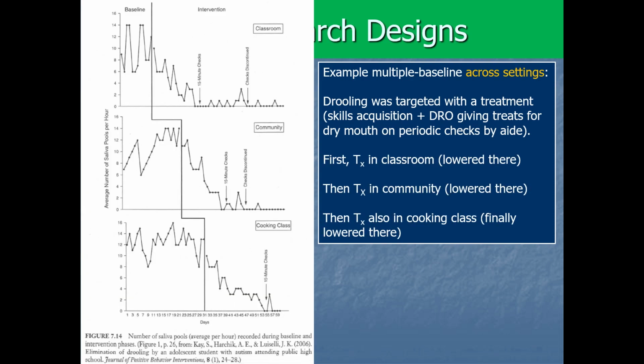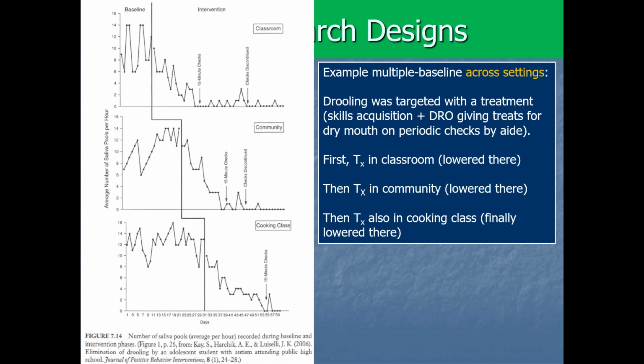So what we've got on the graph here then are 3 locations that they did this treatment at, 3 settings. So the main classroom, a community setting, and a cooking skills class for like activities of daily living. So first off, we're measuring the baseline number of saliva pools per hour across all of these settings. So that's the left part of the graph, the baseline, where the x-axis is just the 60 or so days throughout this whole study here, right? The left is our baseline days. In the first graph up top, we see the treatment was administered in the classroom setting on day 11 or so, and the drooling went down in the classroom, but not in the other settings.